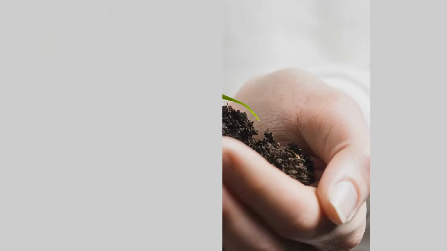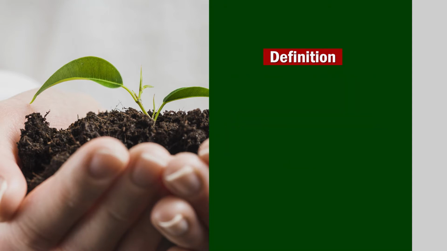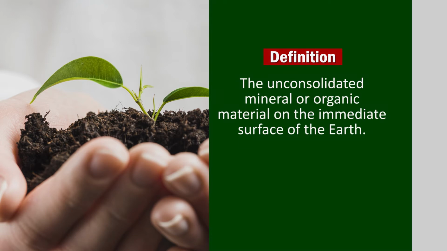First of all, let us see what the soil is and how do we define the soil. It is simply said that solid earth material that has been altered by physical, chemical and organic processes to support the plant life on it, to provide the substrate for the plant growth, that is the soil. Or in other words, we can say that the unconsolidated mineral or organic material on the immediate surface of the earth, that is the soil.